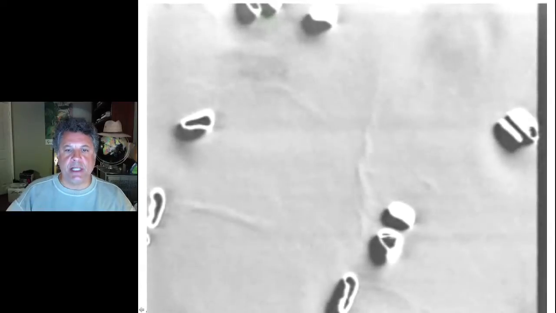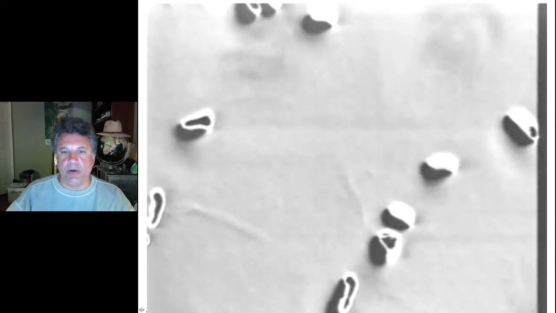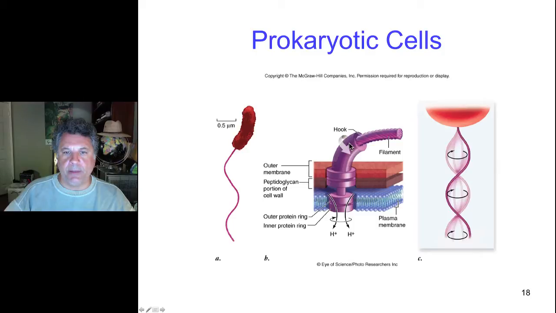And if we look at the flagellum, we find that it's a complex molecular motor. It contains a protein filament joined to protein rings inside the cell wall. So we have, here's the peptidoglycan portion of the cell wall. Here's the outer portion of the cell wall. And here is the plasma membrane.